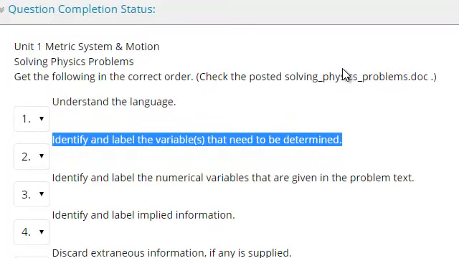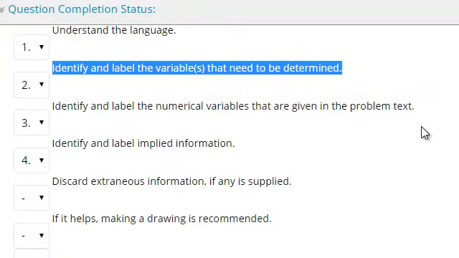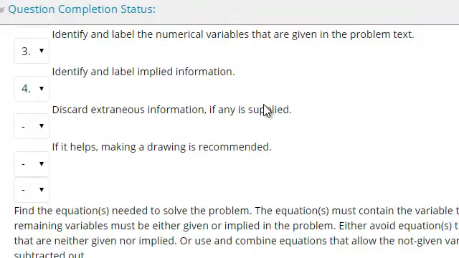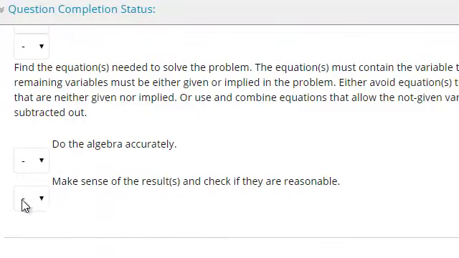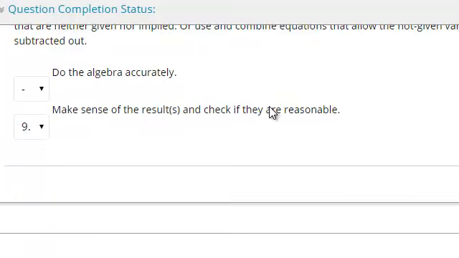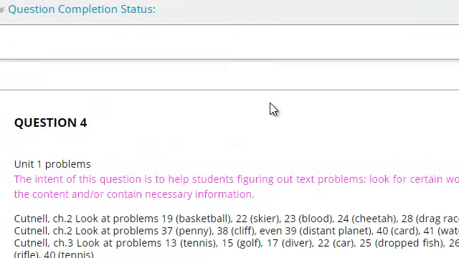Here is the second one. I need to point that out because you have to figure out what it is actually that they want. So the second one obviously is very important. I guess I have to understand my own language here. And then so on. You can read through this yourself. At the very end, make sense of the result and check if these results are reasonable.